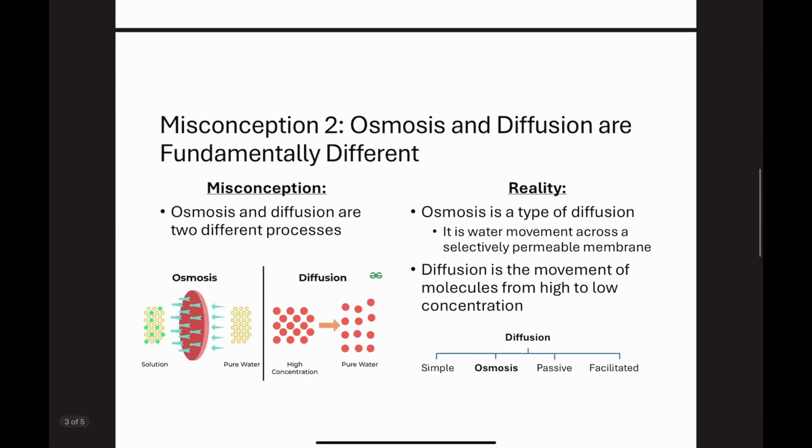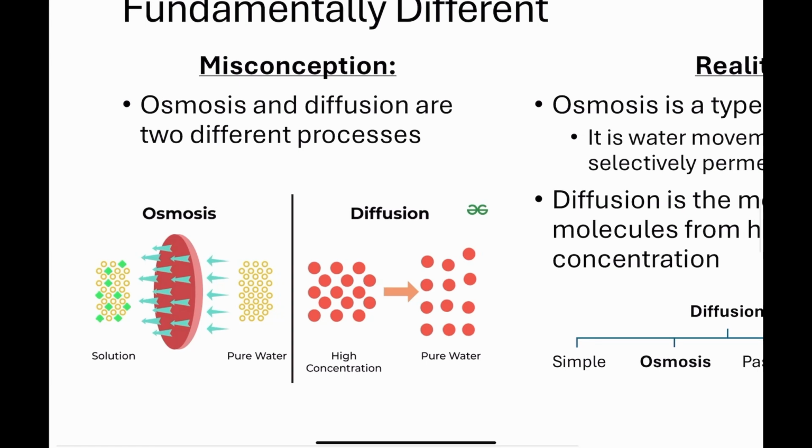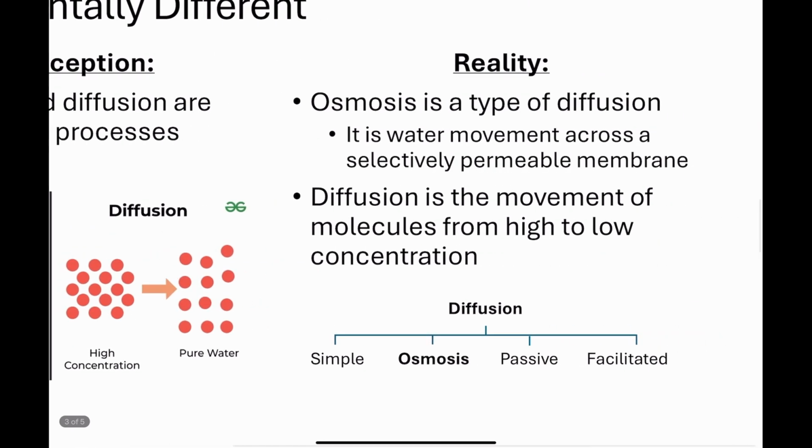So another misconception that we have is that osmosis and diffusion are fundamentally different. Many times, osmosis can be thought of as something that only applies to water, while diffusion is seen as a general process for other molecules. But this is misleading, because osmosis is actually a type of diffusion.